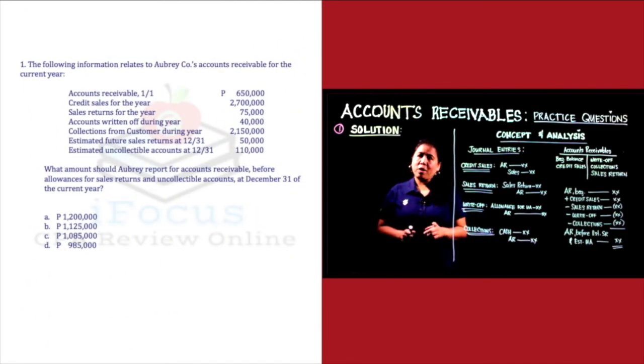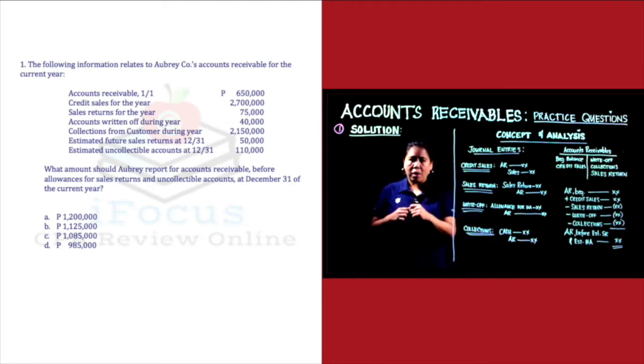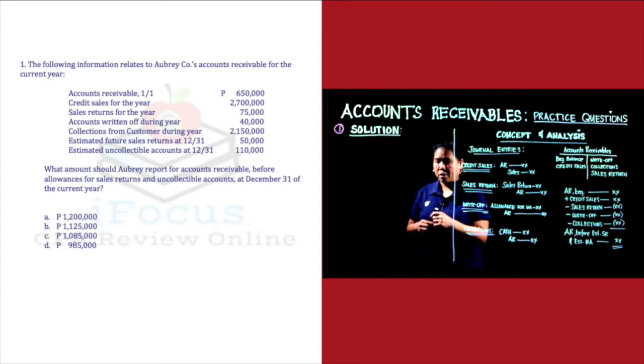Alright, question number 1 tayo. The requirement on question number 1 is: what amount should Aubrey report for accounts receivable before allowances for sales returned and uncollectible account at December 31st of the current year? Alright, so ang tinatanong is yung amount lang kung saan hindi natin i-deduct or i-minus yung allowances for sales returns and uncollectible account. Sa pag-solve ng problem na ito, you can solve the problems by using the T accounts.